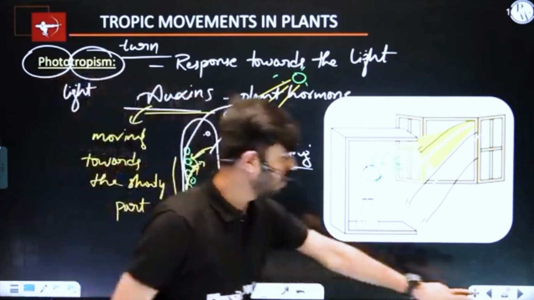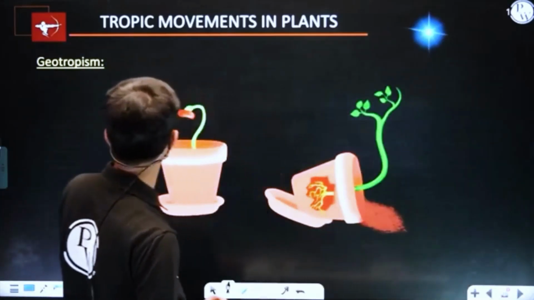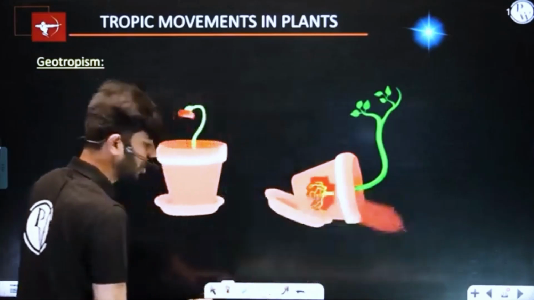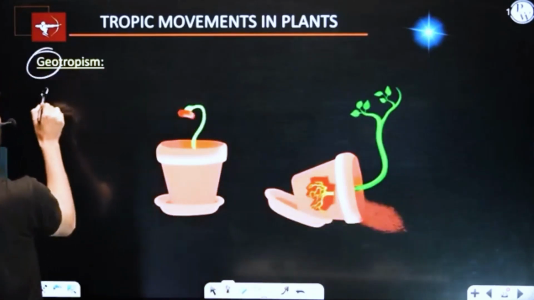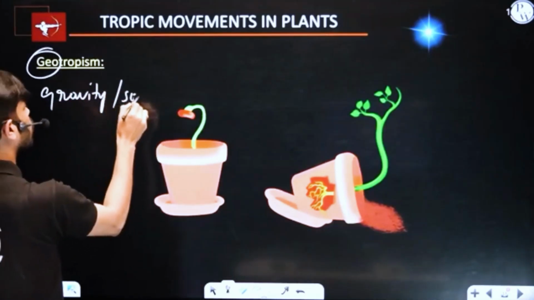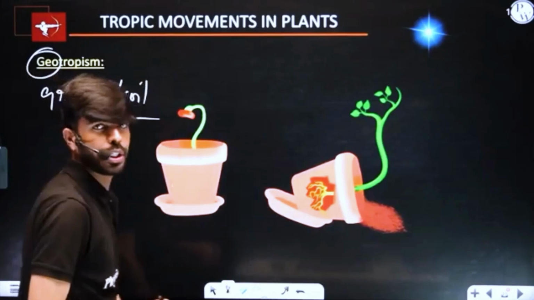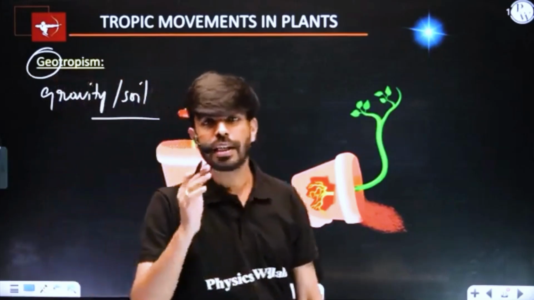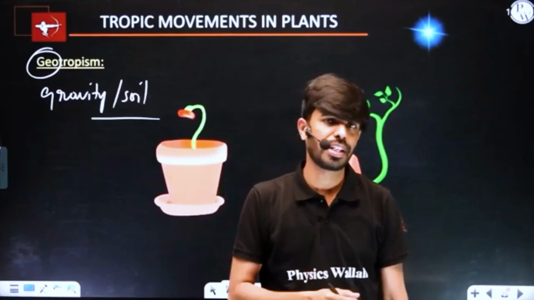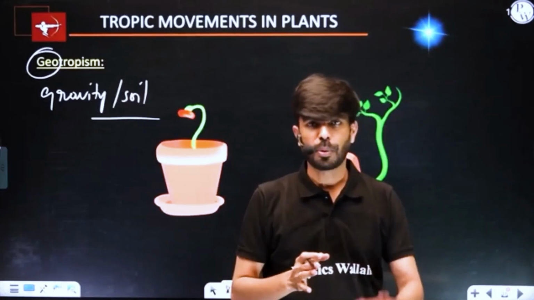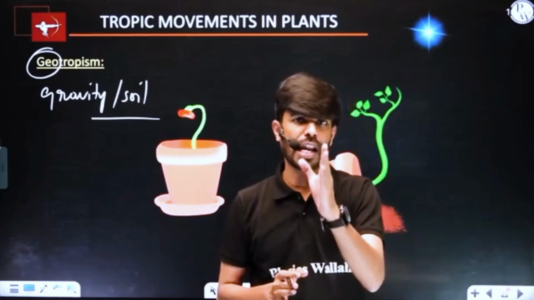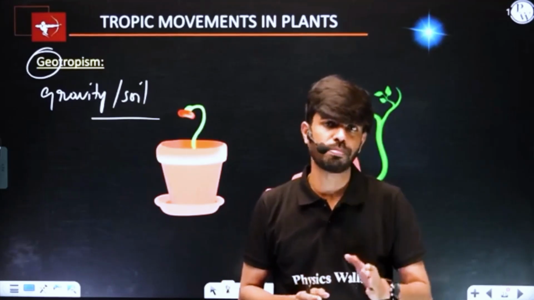Remember that. And when it comes to the second one, what is that? Geotropism. What is the meaning of geotropism here? Geo in the sense gravity, or soil. Understood? You can say it is a response of plant parts towards the soil or the gravity. So plants showing the response towards the soil or gravity is called geotropism.